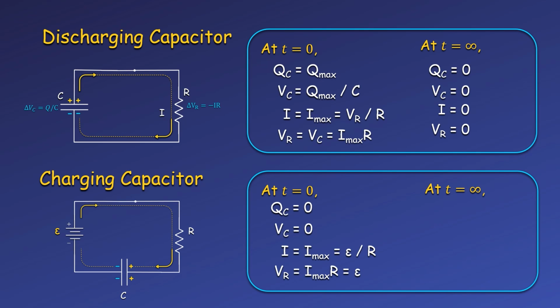After a long time, the capacitor is fully charged, so the charge is equal to the capacitance times the EMF, which is equal to the voltage across the capacitor. Since the capacitor is fully charged, the voltage across the capacitor and battery are equal, so there will be no current, and thus there is no voltage across the resistor. There can also be no voltage across the resistor since the entire EMF of the battery is now dropped across the capacitor. That's it for RC circuits.